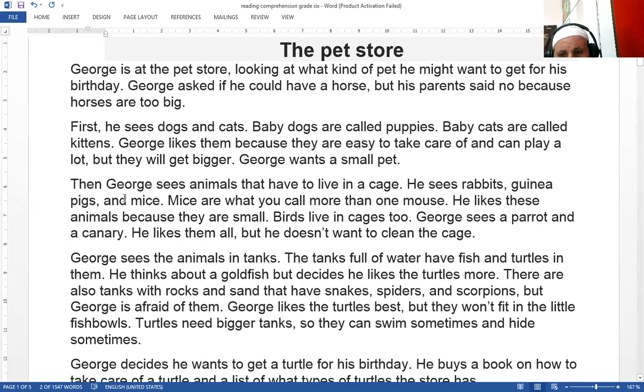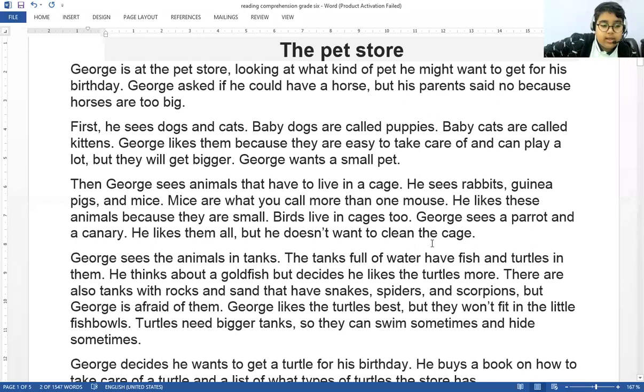So we need to go on reading. Then George sees animals that have to live in a cage. He sees rabbits, guinea pigs, and mice. Mice are what you call more than one mouse. He likes these animals because they are small. Birds live in cages too. George sees a parrot and a canary. He likes them all. But he doesn't want to clean the cage.